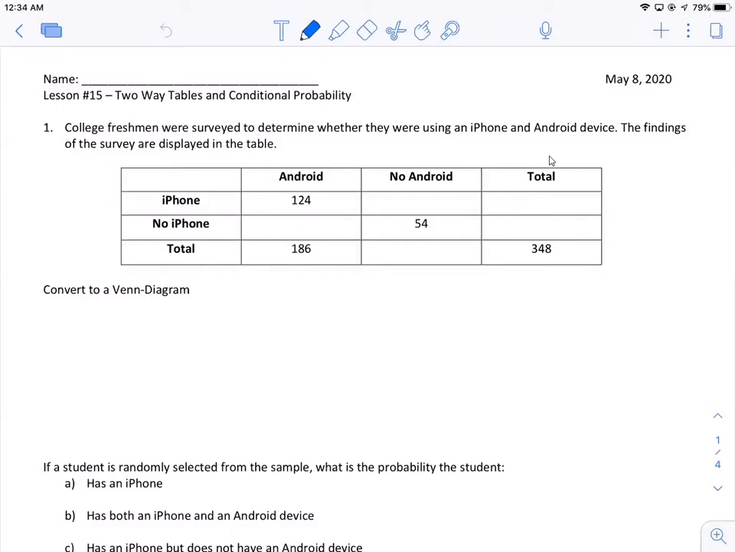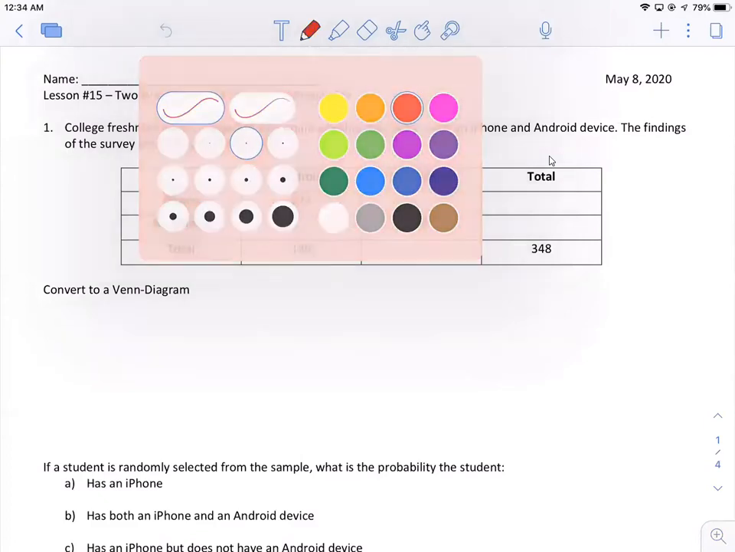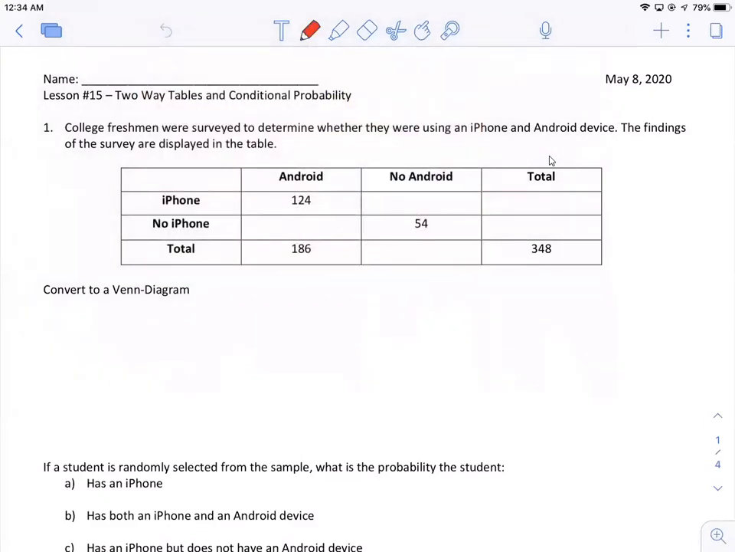So yesterday we talked about some basic probability. Hopefully everything in there made sense. If not, send me a question. But today we are going to be talking about two-way tables and conditional probability.